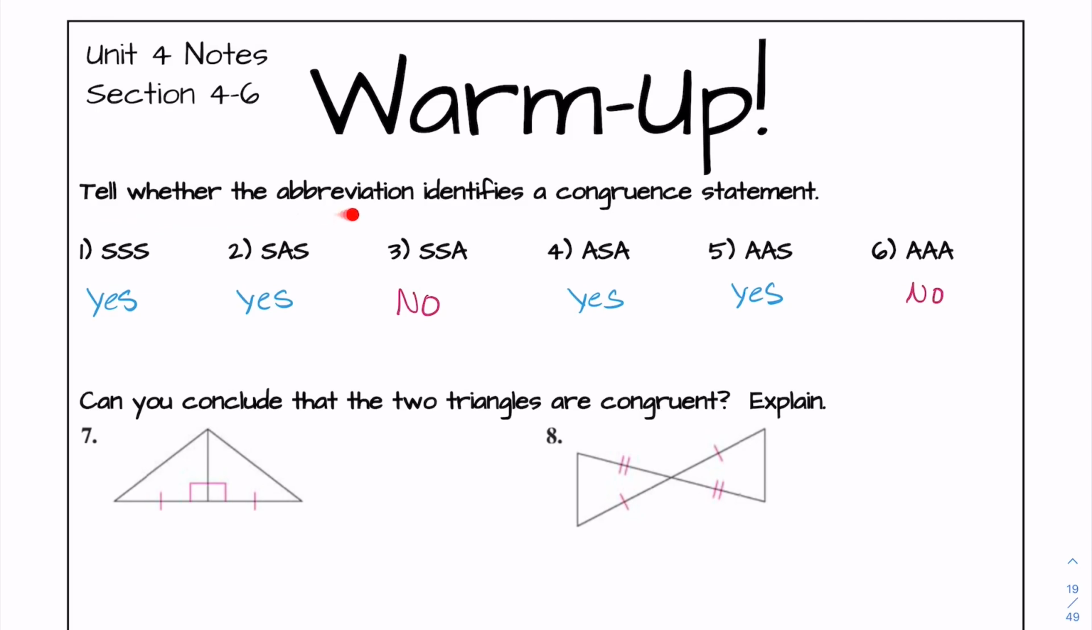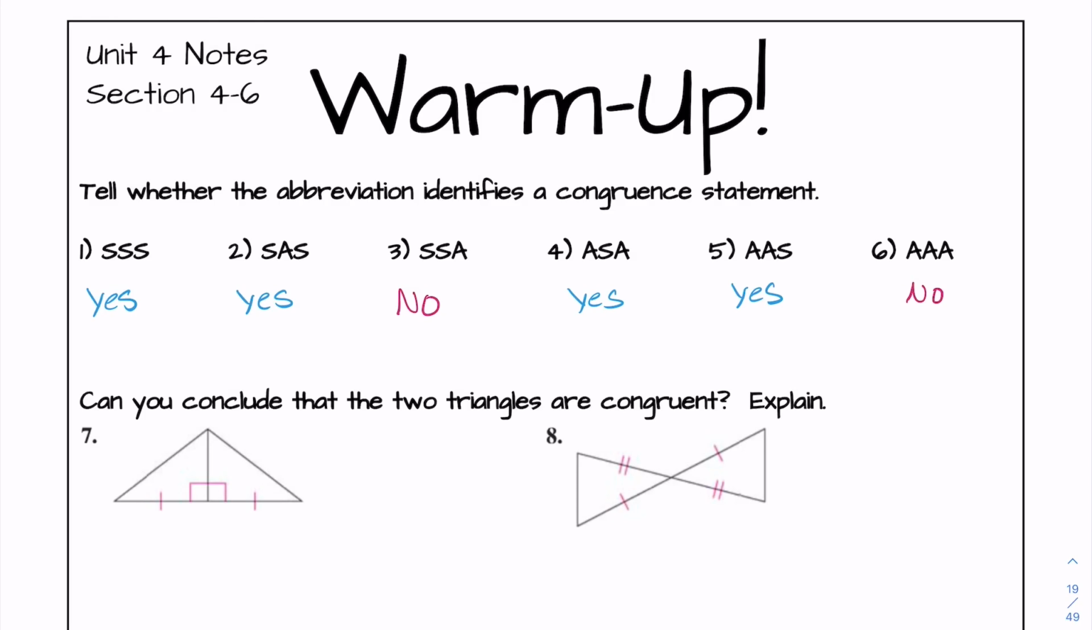Tell whether the abbreviation identifies a congruent statement. The answer for side, side, side is yes. The answer for side, angle, side is yes. The answer for SSA is definitely a no. We don't have a side, side, angle theorem or postulate. Angle, side, angle is a yes. Angle, angle, side is a yes, and angle, angle, angle is a no. There's a couple of reasons why angle, angle, angle is a no, and why side, side, angle is a no.